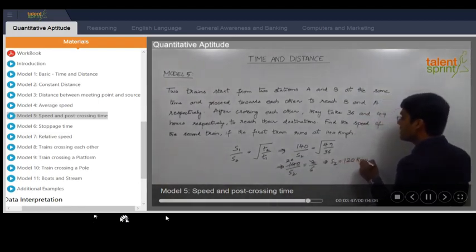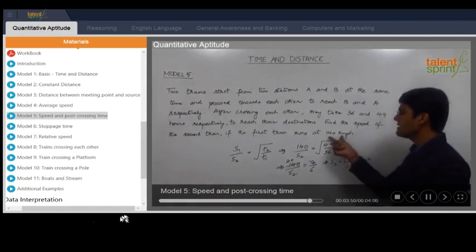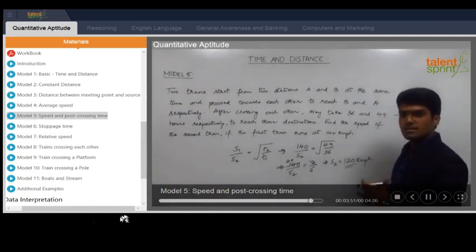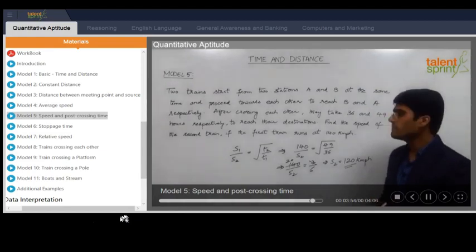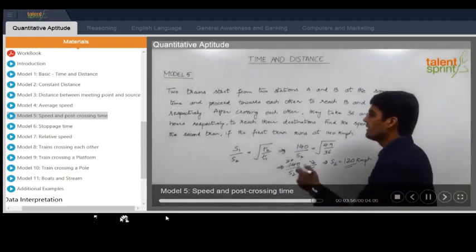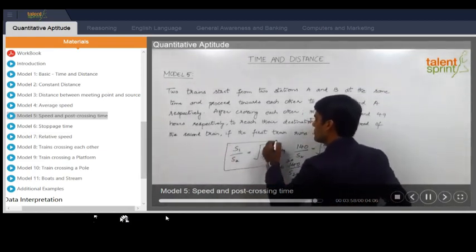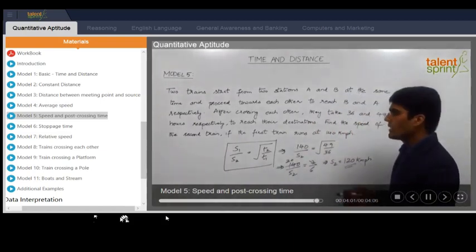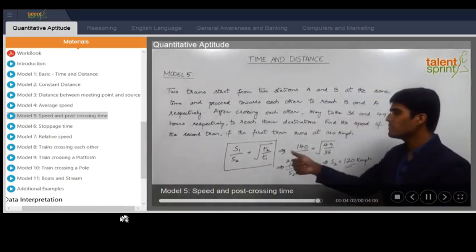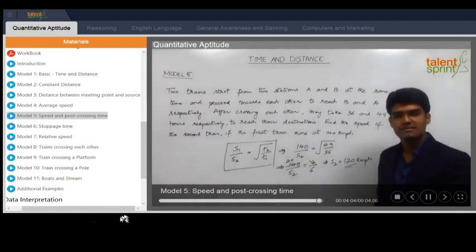and this should be in kilometers per hour because the speed of the first train is given in kilometers per hour. So this is how we can solve these types of questions simply with the help of the shortcut formula, that is S1 by S2 equals root over T2 by T1. So whenever a question is given in this format, simply use the formula and get the required answer.